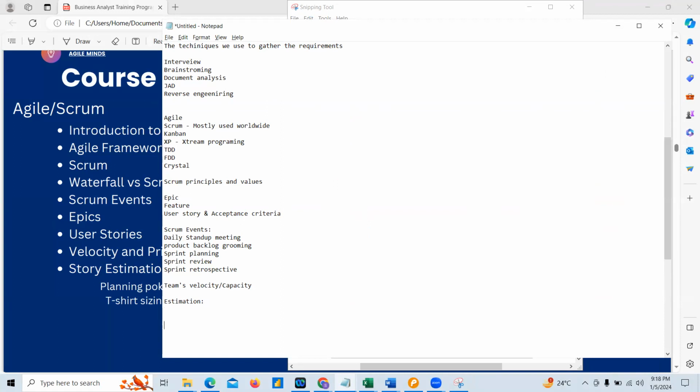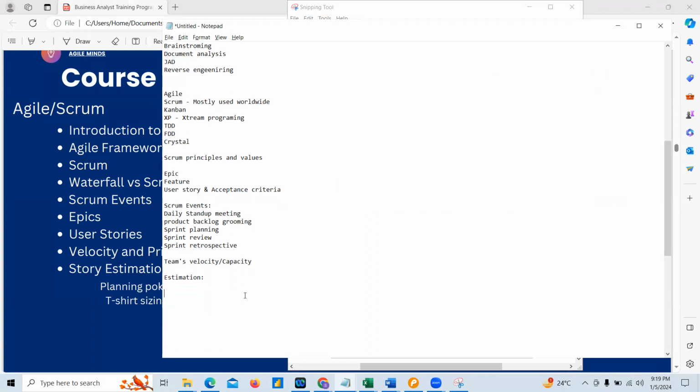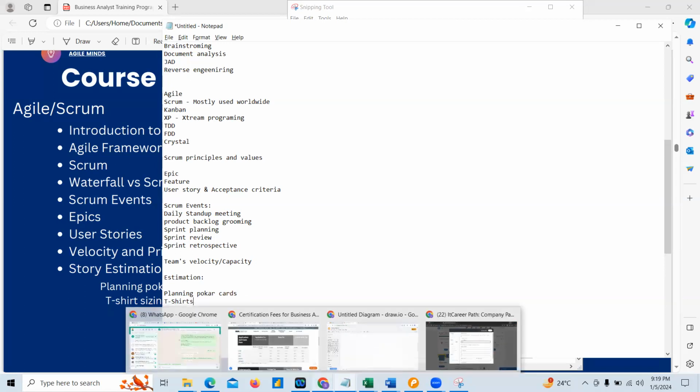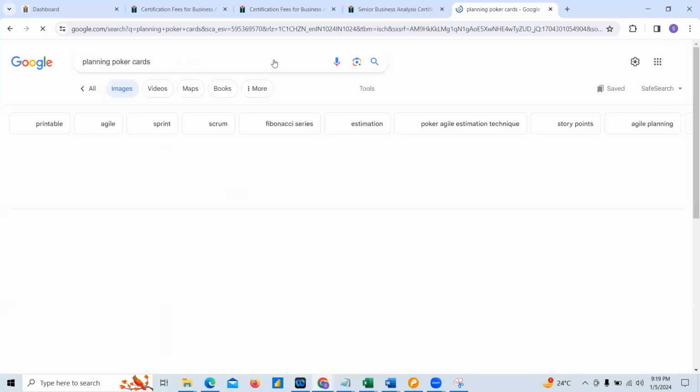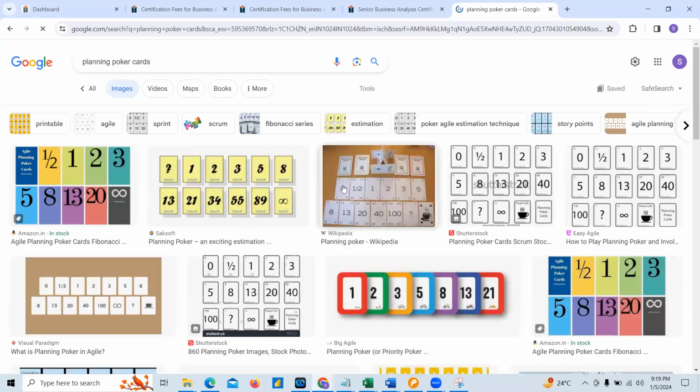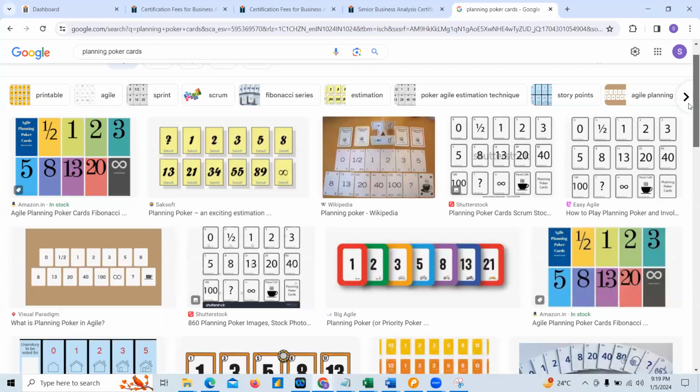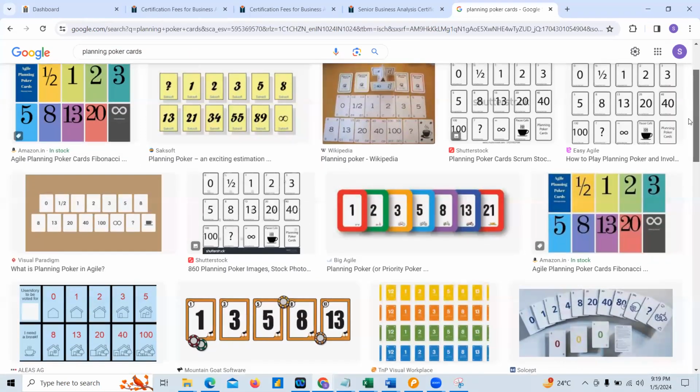To do this user story estimation, we have two popular techniques: planning poker cards and t-shirt size. Let me show you what planning poker cards are. I'm sure you must be aware of this, but let me re-educate you. These are planning poker cards. A few of the companies give you these cards physically to estimate the stories. You, meaning not you, but the team: developers and testers.